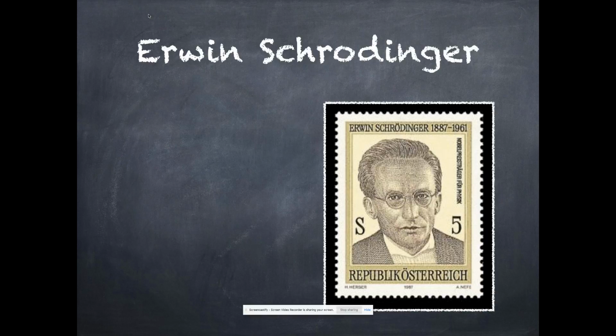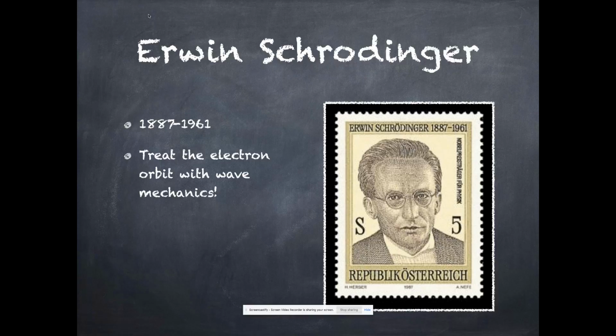Erwin Schrodinger was one of the first that really came up with a reasonable theory behind how this works. He was Austrian. He was a little bit older than most of the physicists involved with this. He was Bohr's age, so he was part of the old guard. So he was using very classic ideas from physics. So he treated the electron orbital with what we call wave mechanics.